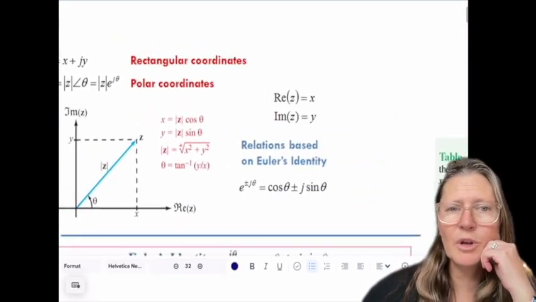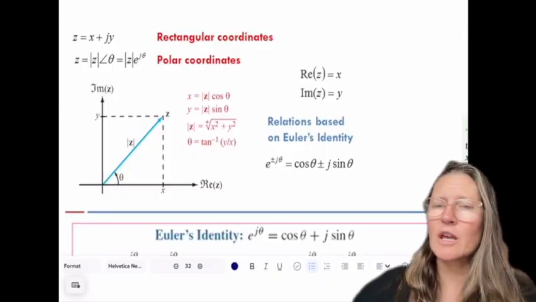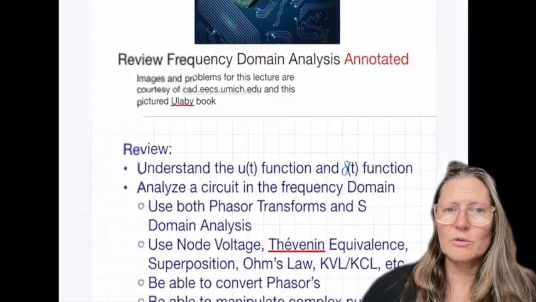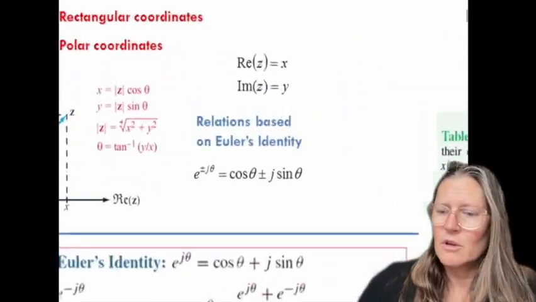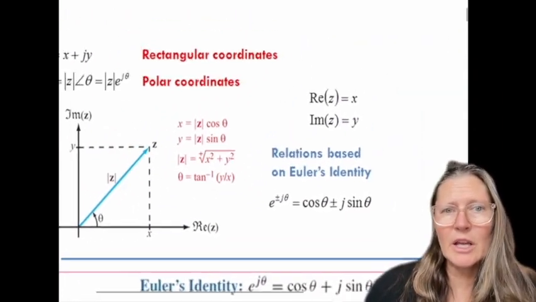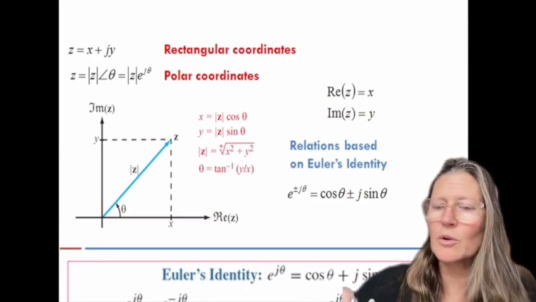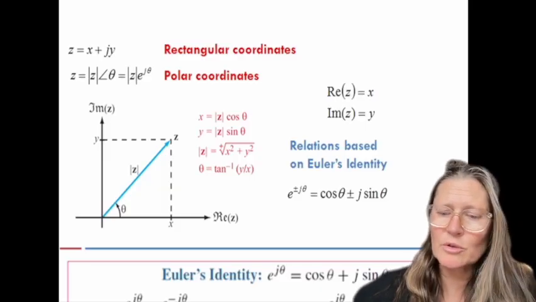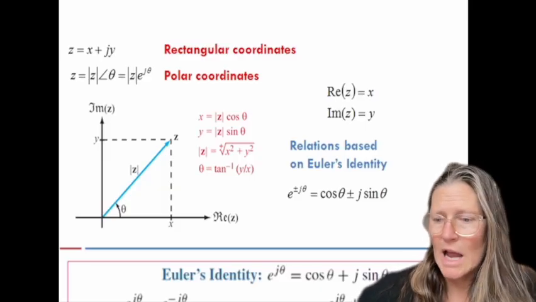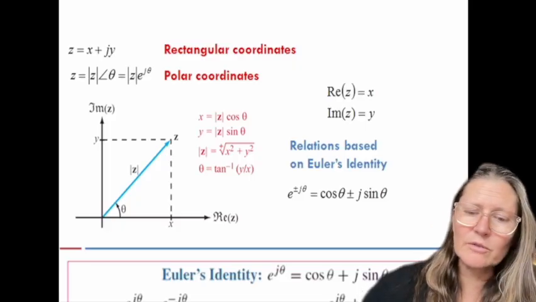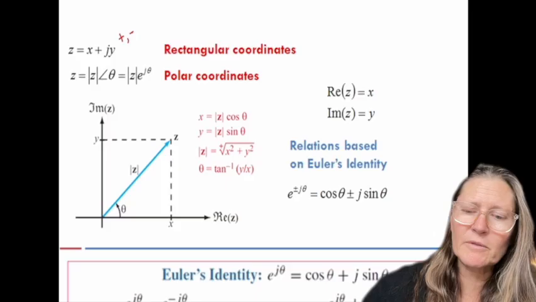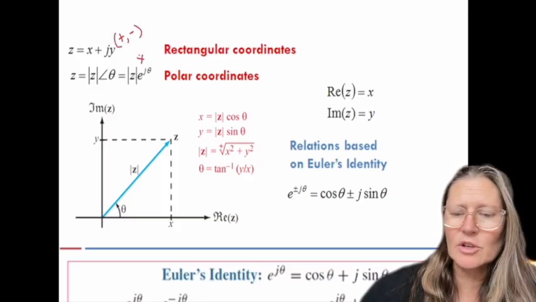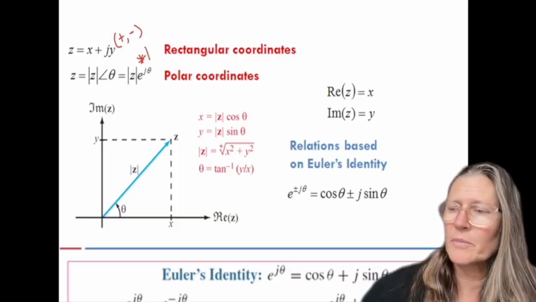So a couple reviews on that type of complex manipulation is being able to convert between rectangular and polar coordinates. So if you have an expression and you want to add and subtract, you're going to want to use rectangular form. So this is going to be for add and subtract. And then for multiply and divide, you're going to use the polar form.